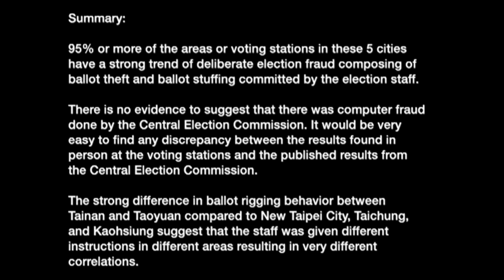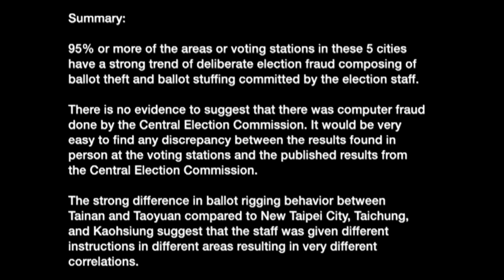So to summarize, I would say 95% or more of the areas or voting stations in these 5 cities have a strong trend of deliberate election fraud composing of ballot theft and ballot stuffing committed by the election staff. There is no evidence to suggest that there was computer fraud done by the Central Election Commission. It would be very easy to find any discrepancy between the results found in person at the voting stations and the published results from the Central Election Commission.